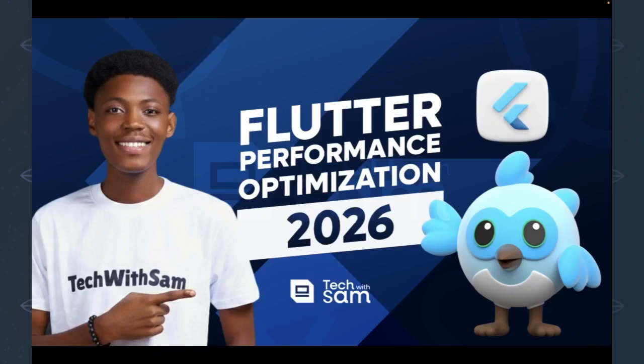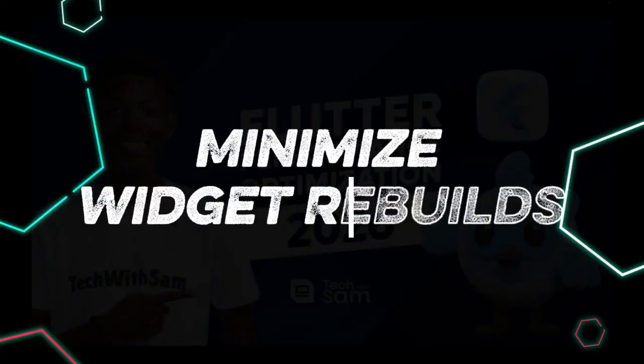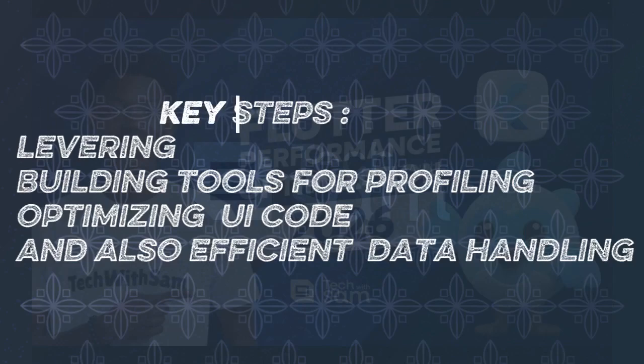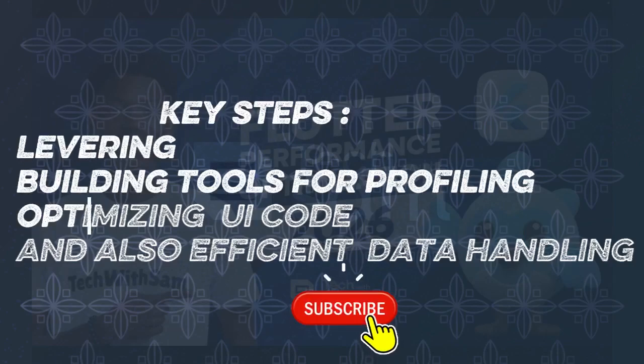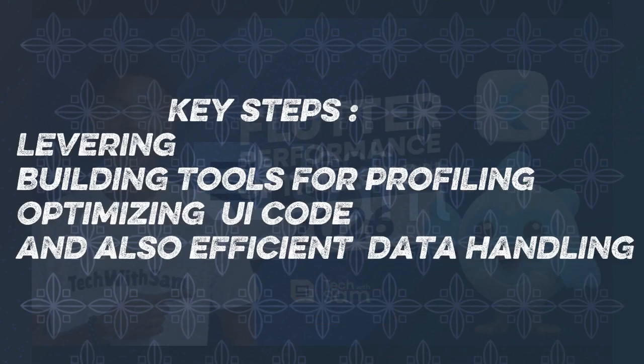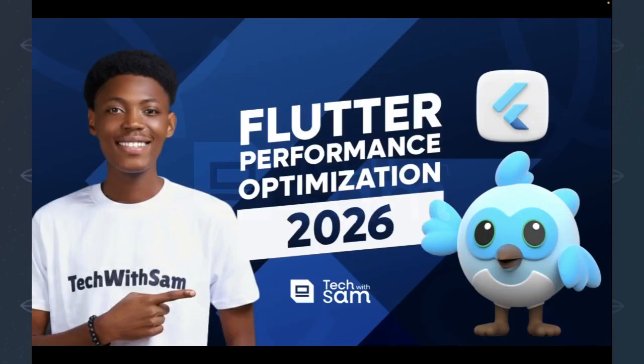So today we'll be diving into the optimization aspect, and to optimize the Flutter application performance, we need to focus on minimizing unnecessary widget rebuilds, using efficient rendering techniques, and managing resources efficiently. So the key steps involve leveraging built-in tools for profiling, optimizing UI code, and also efficient data handling. So in today's video, we'll be touching 4 key parts in performance optimization.